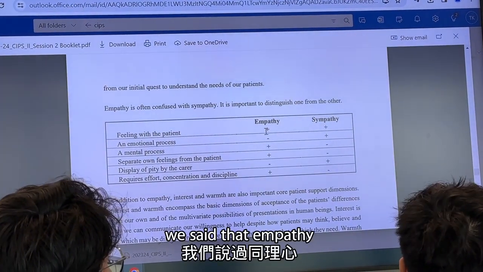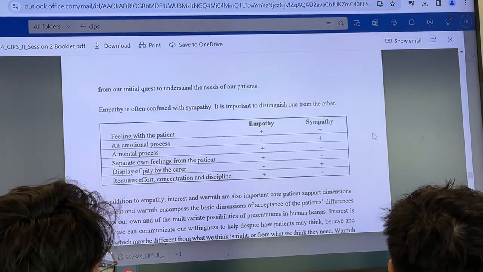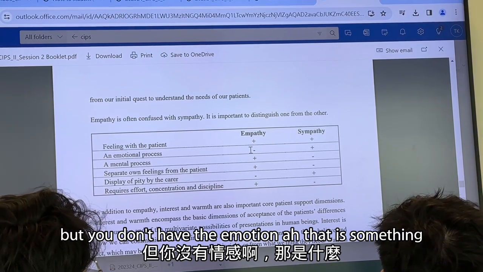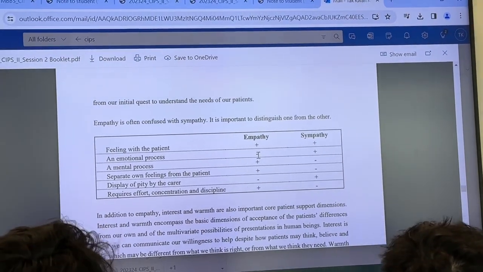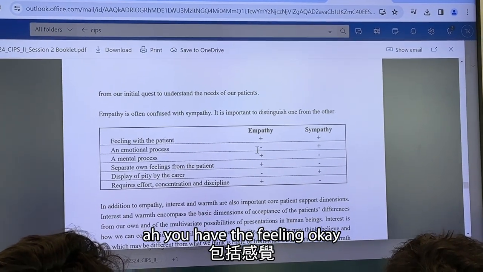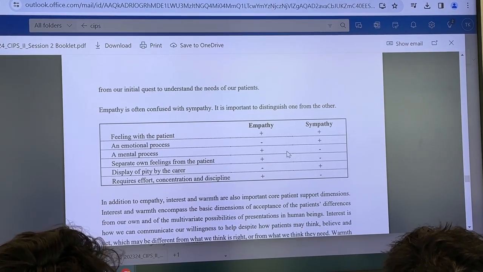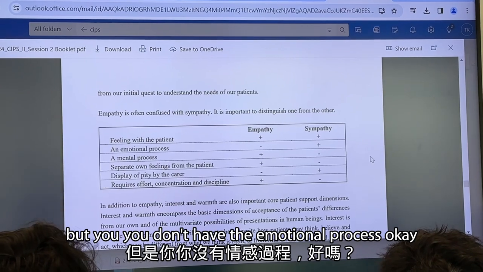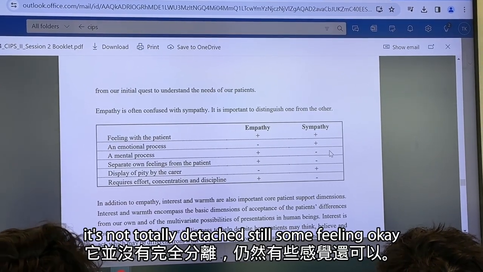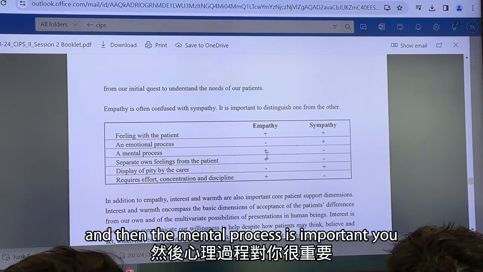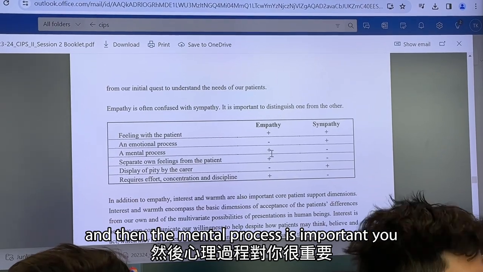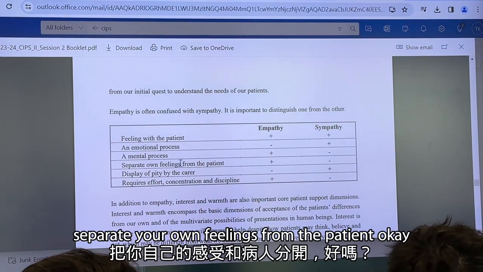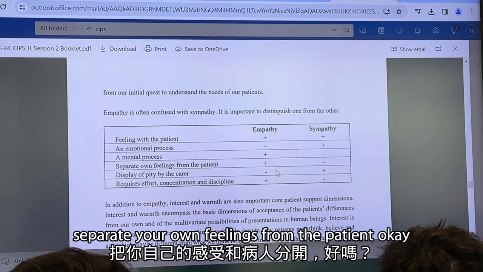So, we said that empathy, you have feeling with the patient, but you don't have the emotion. You have the feeling, okay? But you don't have the emotional process, okay? It's not totally detached, still some feeling, okay? And then the mental process is important. You separate your own feelings from the patient, okay?